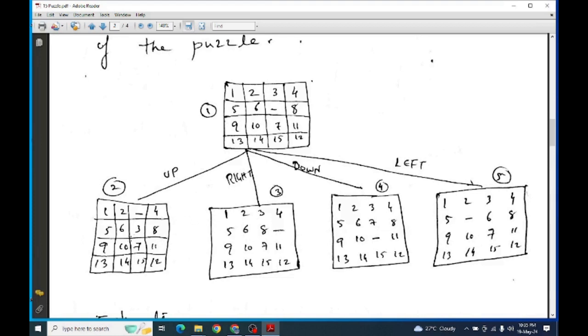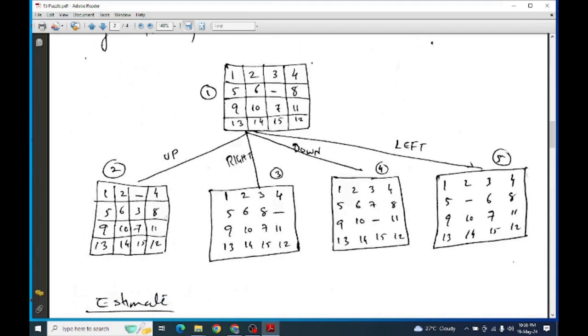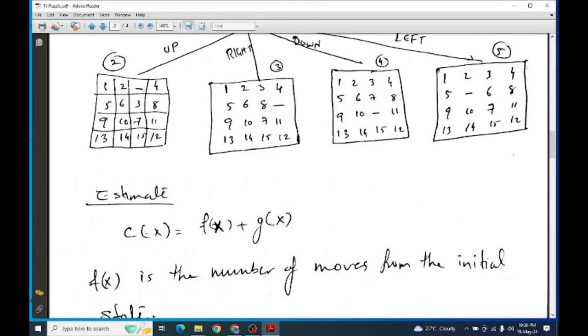We will evaluate each movement, each state, then its cost will be calculated, and we will select the state with the least cost for further expansion or further movements. Then how do we evaluate this state? Let us see the expression for the cost of a state x.